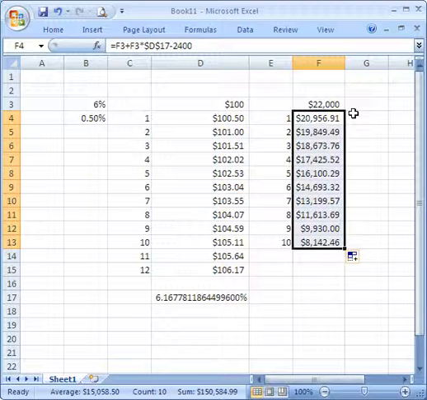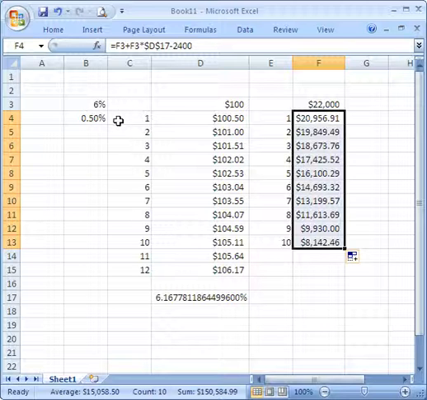Because we were making a payment, the amount we owe goes down. Over a period of 10 years, it goes down from $22,000 to $8,142.46.